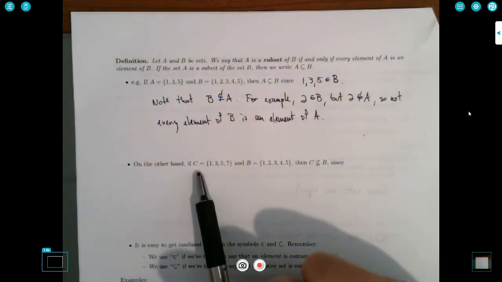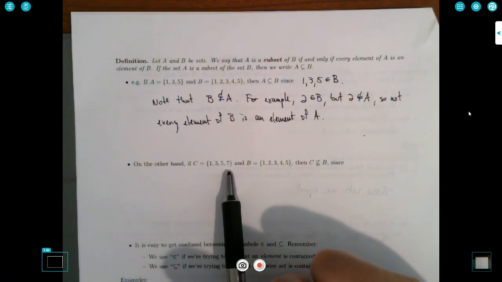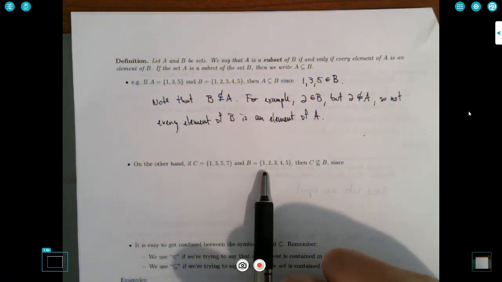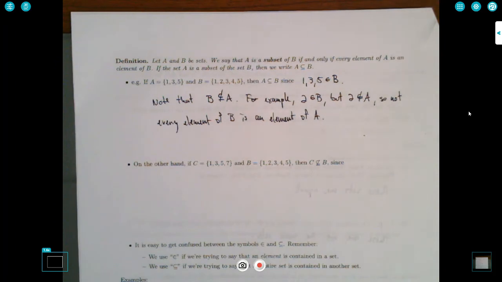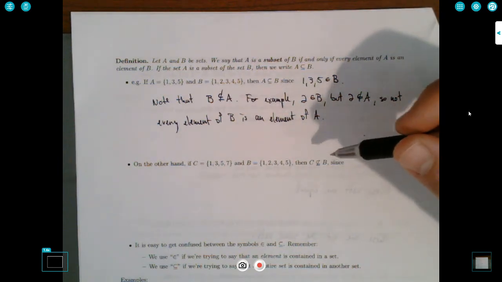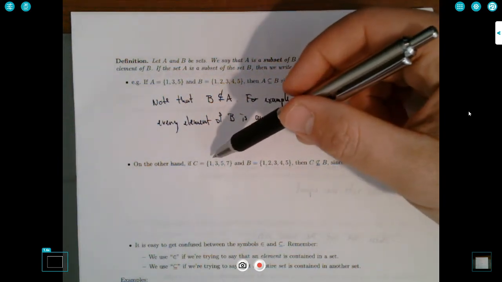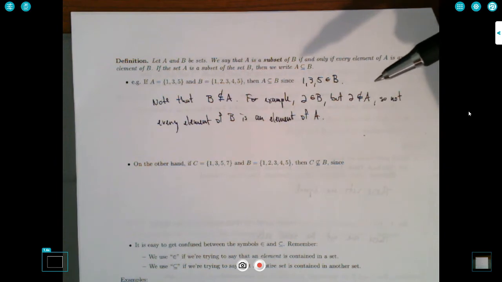Now, on the other hand, if C is the set 1, 3, 5, 7, and B is the set 1, 2, 3, 4, 5, then C is not a subset of B. Why? Pause the video and see if you can figure out why C is not a subset of B.